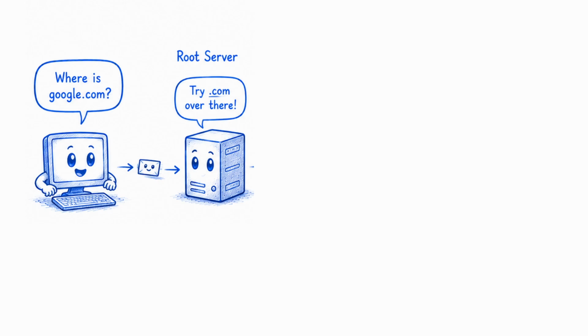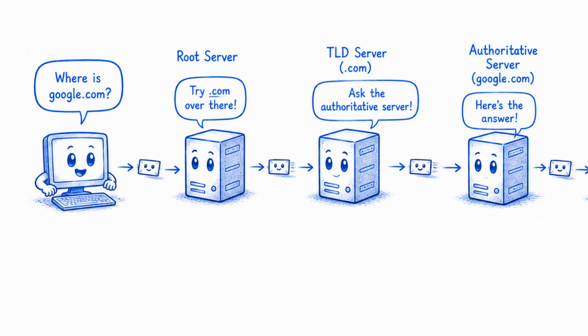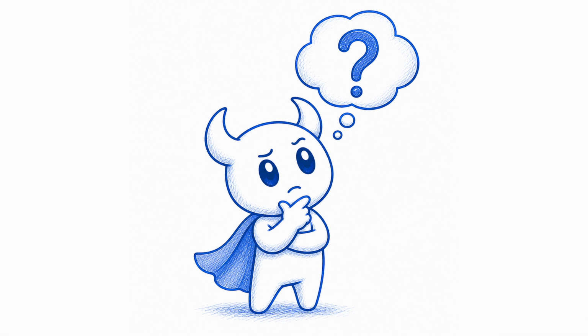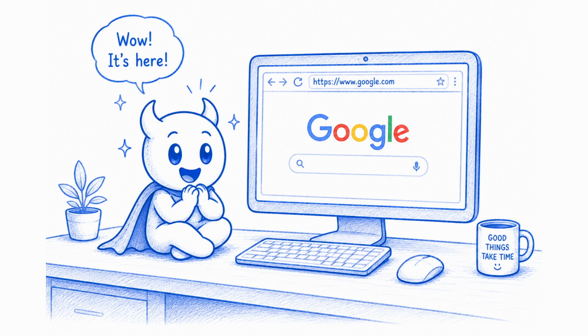If one DNS server doesn't know the answer, it asks another server, then another. Each server gets you one step closer until the correct IP address is found. That answer travels all the way back to your computer, usually in just a few milliseconds. Now, you might be wondering, if DNS has to ask all these different servers every single time, wouldn't websites take forever to load? Actually, no.